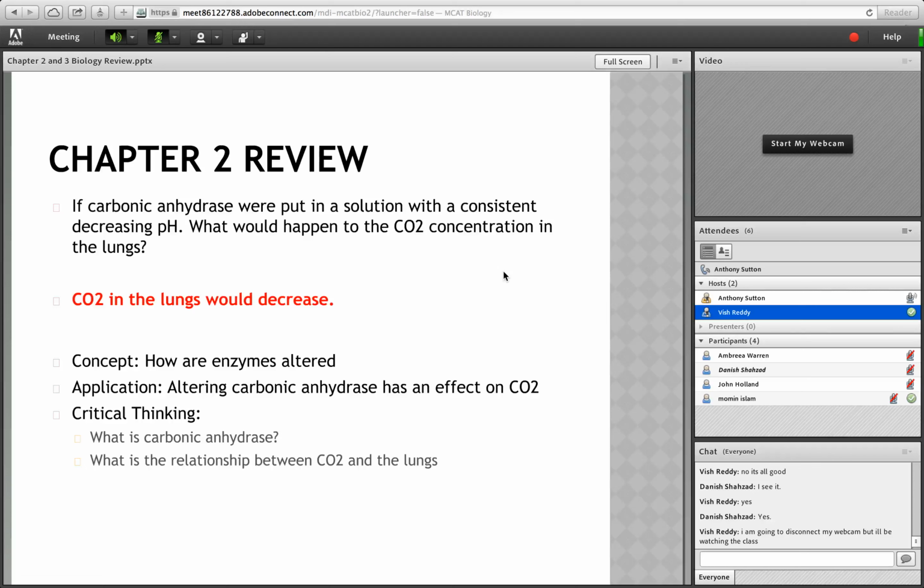Now, if we're looking at how enzymes are altered or what happens to them, the application to that question would be: altering this enzyme has what effect on CO2? Okay? So here's the critical thinking piece. First of all, in order to understand this, you first need to know what carbonic anhydrase is. How does carbonic anhydrase work? Does anyone know?